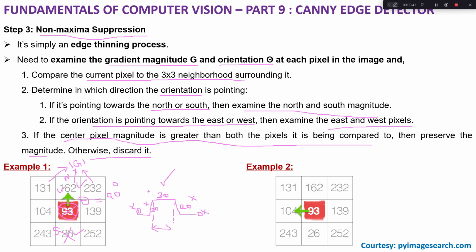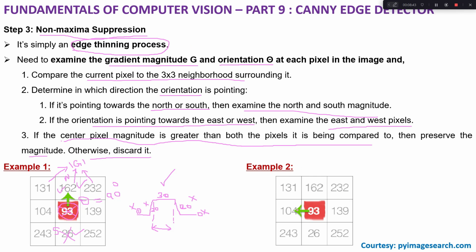This process, non-maxima suppression, is also called the edge thinning process. It is used to reduce the thickness of an edge by eliminating the pixels with lower gradient magnitude, and we retain only the pixels where the gradient magnitude is large. Let us take another example.